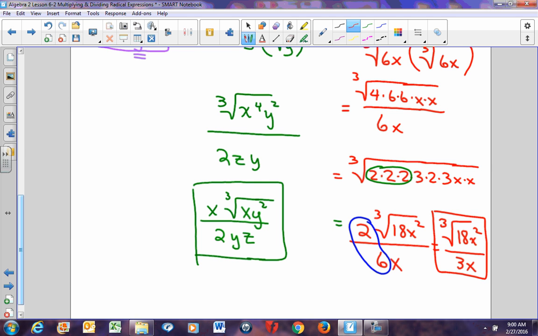And that would be rationalizing your denominator. Rationalizing your denominator when it's an index of higher than 2 is a bit more tricky. So it does take a little finesse.